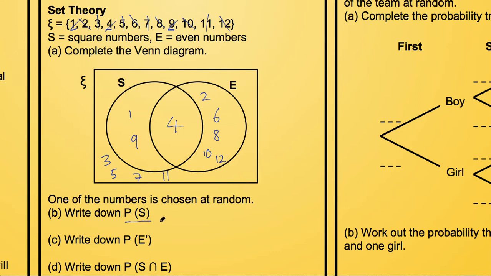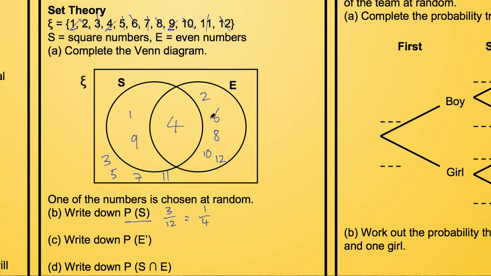Write down the probability of S. So probability of S, we just want the total number out of the total available. So we've got 12 numbers available. Probability of S is everything in S, so that is 1, 2, 3 possible values out of the 12. So that's 1/4 or 0.25.